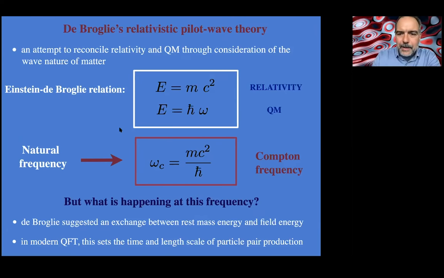So the next step was, someone who did propose the particle as the source of the wave was de Broglie. So this actually preceded Bohmian mechanics. His was an attempt to reconcile quantum mechanics and relativity through considering the wave nature of matter. So this is what Frank Wilczek calls a poem in two lines. From relativity, E equals mc squared, and from quantum mechanics, E equals h bar omega. So it says that every particle of mass m has an associated frequency. This is the Compton frequency.